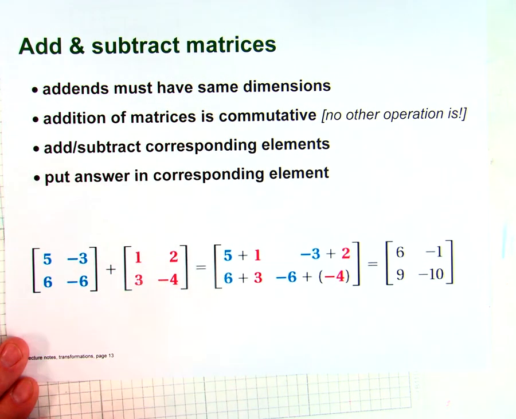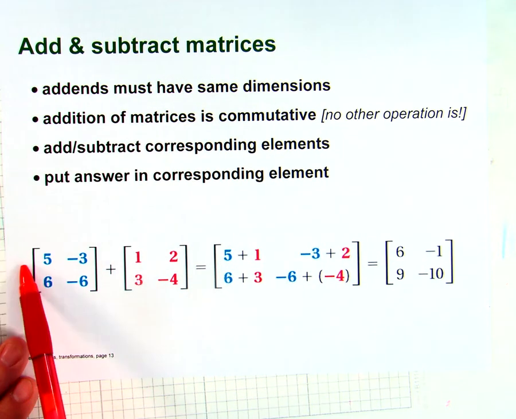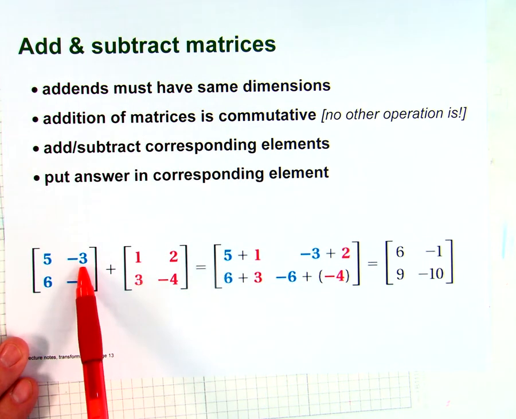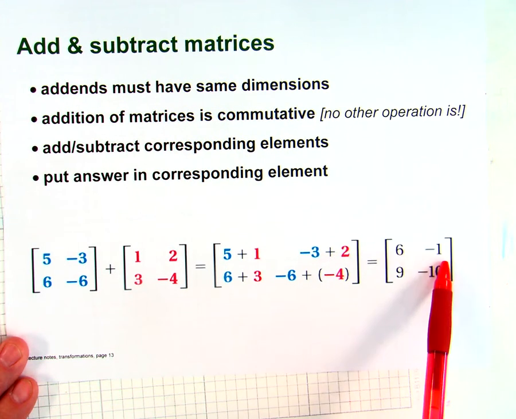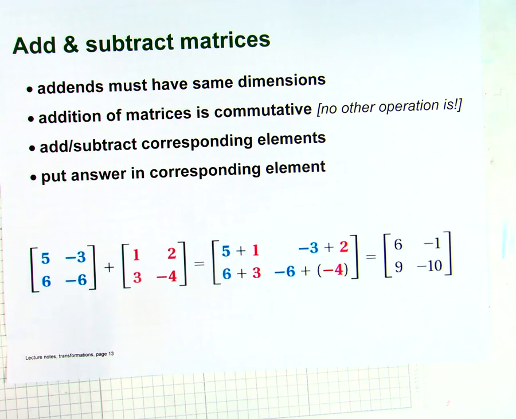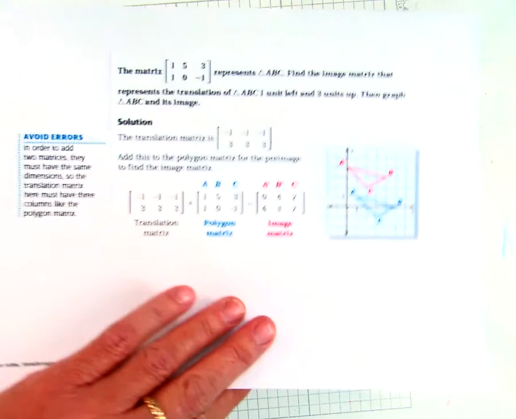How will we do it? We'll add, or subtract, the corresponding elements. So here's row 1, column 1, plus row 1, column 1, 5 plus 1, is placed for the answer in row 1, column 1. Then row 1, column 2, negative 3, plus row 1, column 2, 2. And the answer goes in row 1, column 2. And so forth till you get all of the elements of your answer matrix. Addition is pretty easy, pretty straightforward.